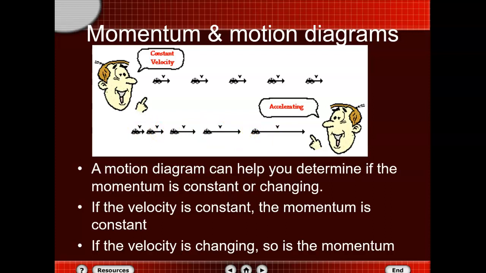Okay. Now, if you think about it the opposite direction, you can do the reverse. If you're slowing down, and that's a negative change in velocity, you can actually have a negative change in momentum. You're decreasing momentum. So you can use the motion maps to help you determine if the momentum is consistent or changing.